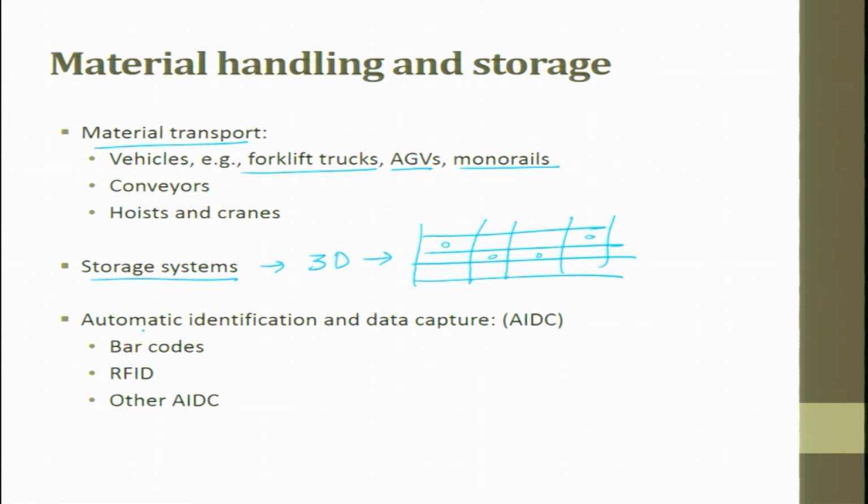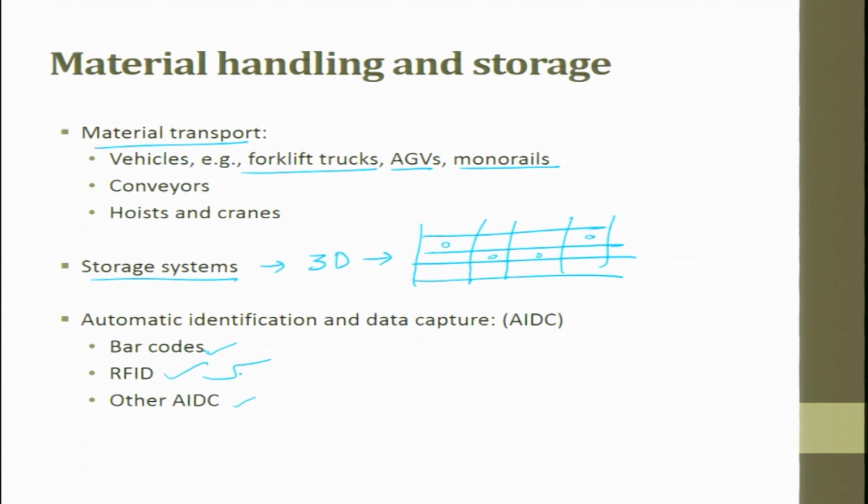And when you talk about automatic identification and data capture, AIDC, it is more of barcode, RFID and other techniques. Barcode is very common today. When you buy any product, you see a barcode. By reading the barcode, the system is able to recognize the product name, and it also finds out which day it was produced and what time it was produced. Everything is there in the barcode.